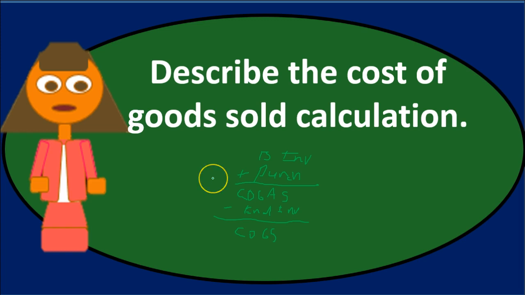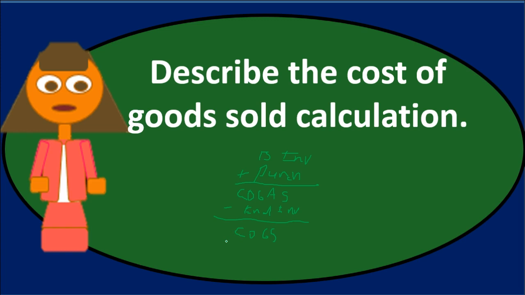So this actual calculation is more similar to a periodic system, but it should still apply in either system. In other words, we're still going to have a physical count, and whatever that physical count is, we'll take the cost of goods available for sale minus that physical count, and that will give us the cost of goods sold calculation.